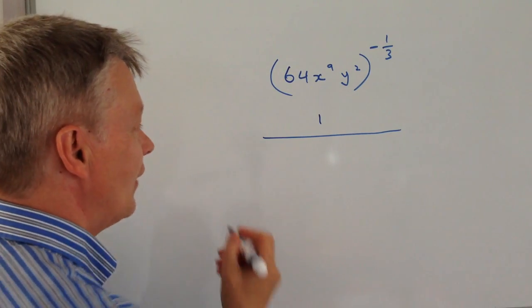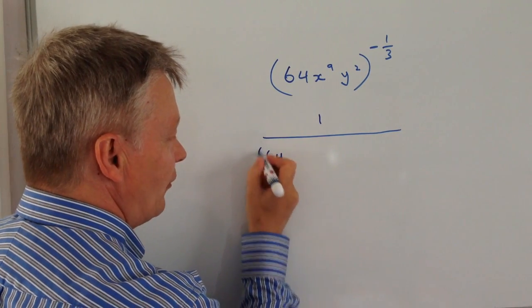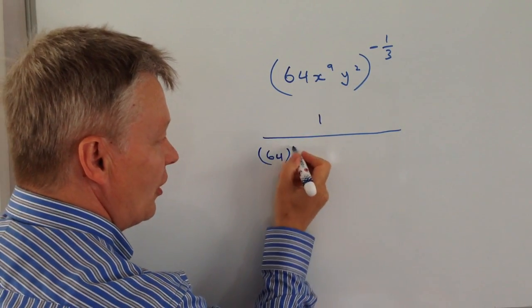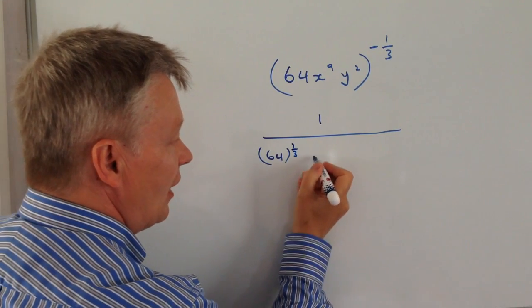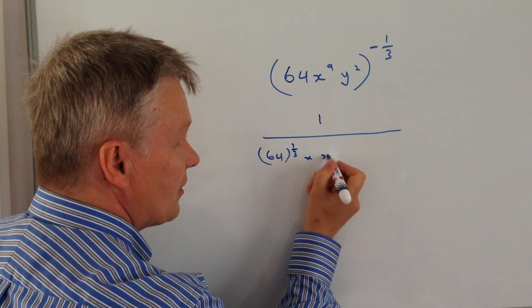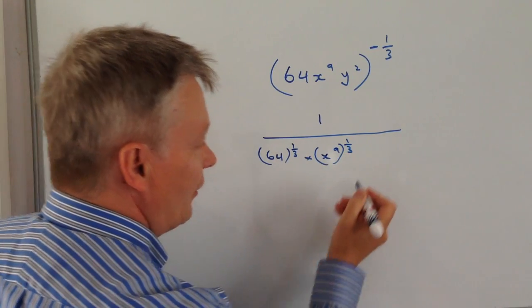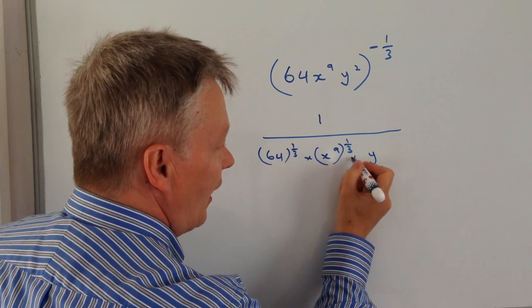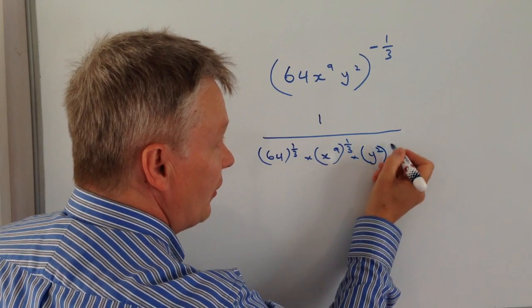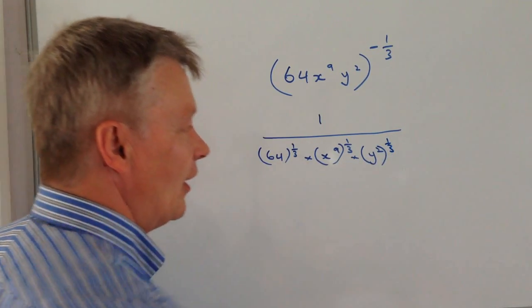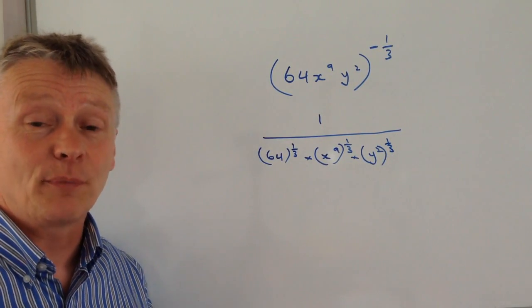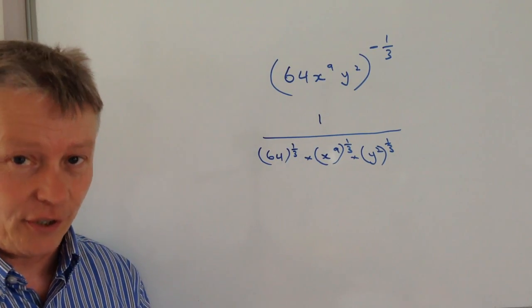So I'm going to rewrite that as 64, which is my first term, to the power of a third. And then I've got x to the power of 9 to the power of a third. And then I've got y to the power of 2 to the power of a third. And then it's really just a case of applying the index laws with each of these.